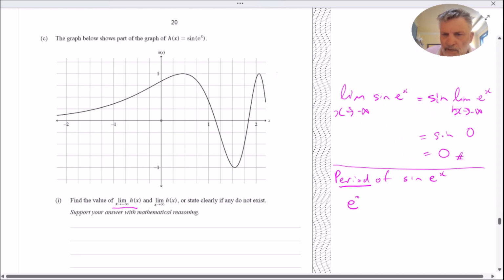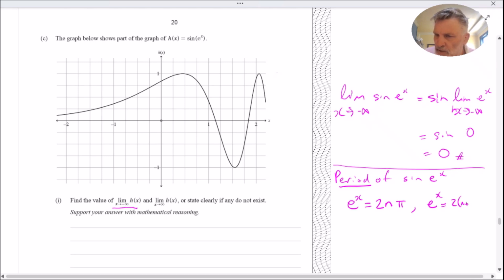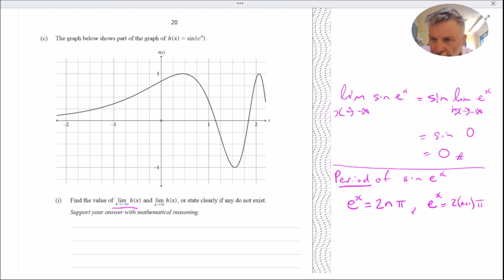We want e to the power of x, say, equal to 2n pi for some large value of n. And then we want to investigate also e to the power of x equal to (2n plus 1) pi. And the difference in x values here will tell us how big or how small that period is getting.